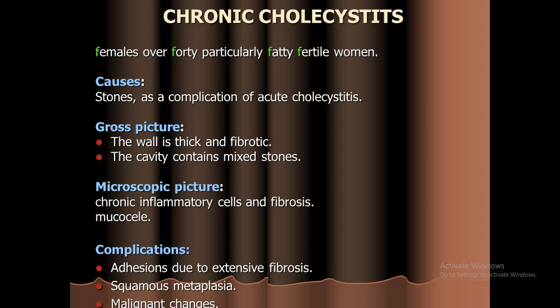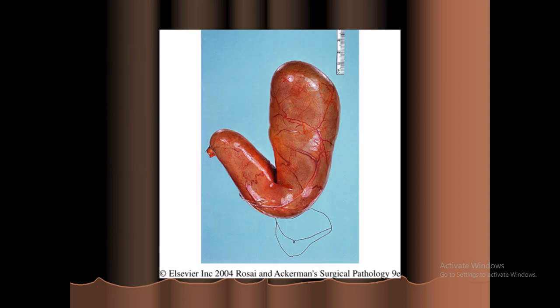Here the wall is thick and the gallbladder is small, usually fibrotic, unlike acute cholecystitis where the gallbladder is enlarged. Microscopically, it's chronic inflammation. Okay, complications here: adhesions, fibrosis, complications of the stone, and the most important one, that chronic irritation may proceed to malignant transformation, may proceed to carcinoma.